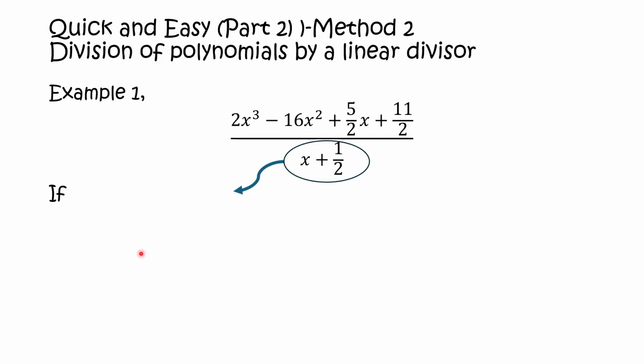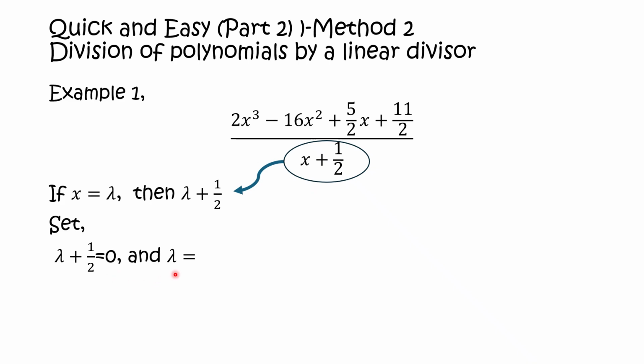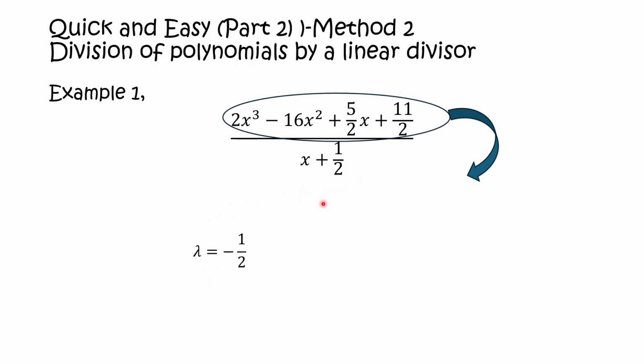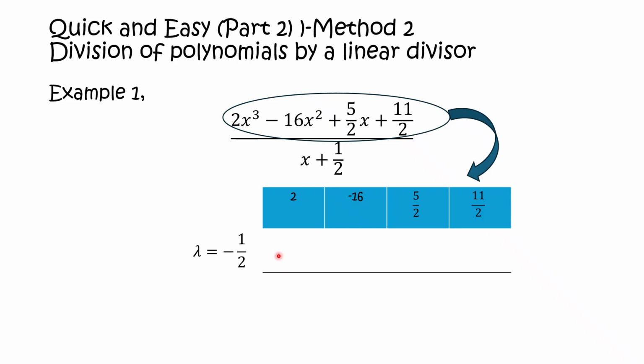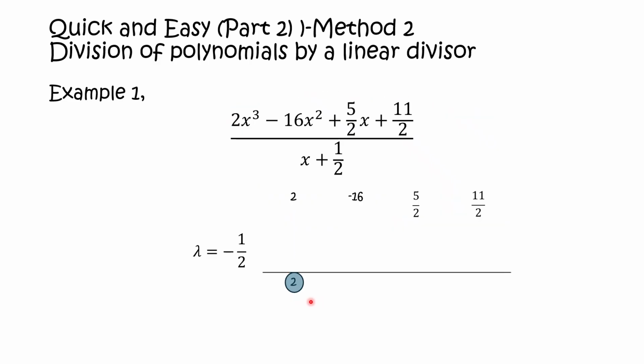So we are going to obtain our lambda, and as you may recall, we make the x in the denominator equal to lambda. We set the denominator or the divisor to 0. Then we solve for lambda. In this case, our lambda is minus half. From there, we separate the dividend according to the coefficients, starting from the leading coefficient, which is 2. Then from there, we drop the leading coefficient without doing anything to it. We don't multiply anything. Now, from here, we multiply that 2 with the lambda so that we get 2 lambda.